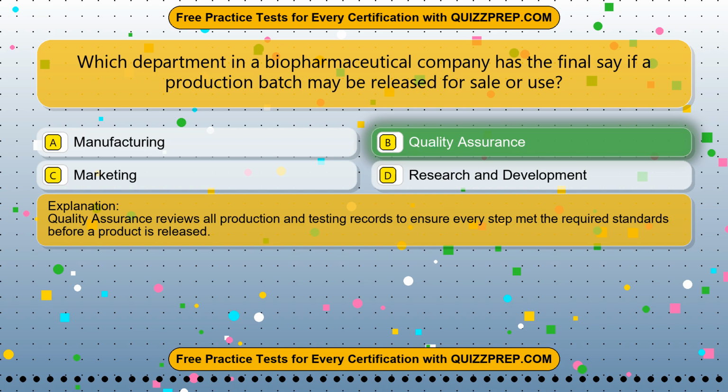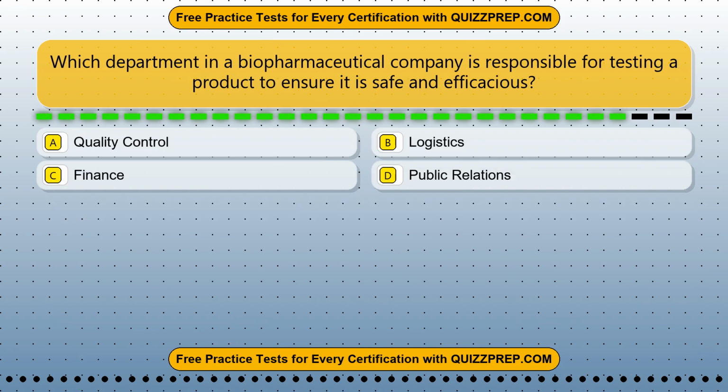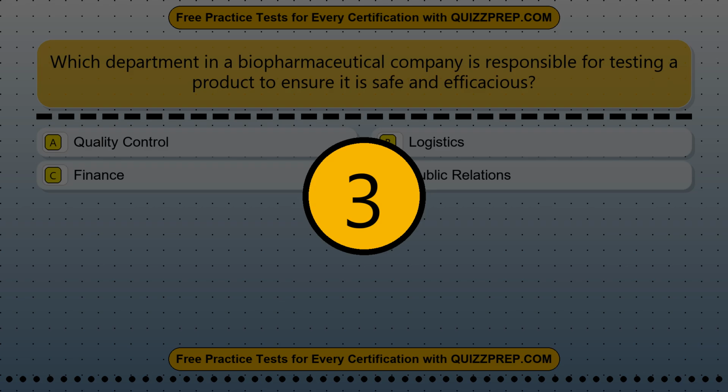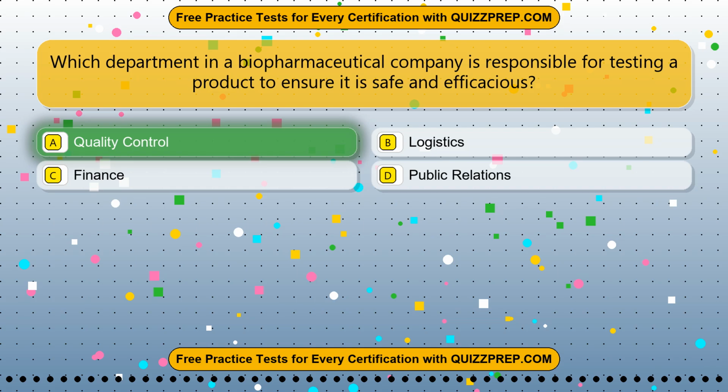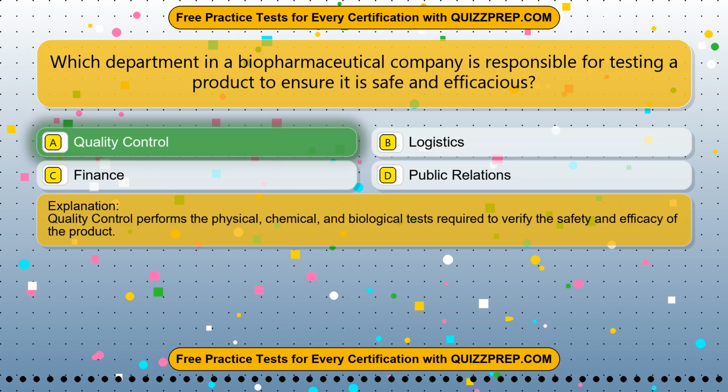Question 53. Which department in a biopharmaceutical company is responsible for testing a product to ensure it is safe and efficacious? Option A, quality control. Option B, logistics. Option C, finance. Option D, public relations. The correct answer is option A, quality control. Quality control performs the physical, chemical, and biological tests required to verify the safety and efficacy of the product.